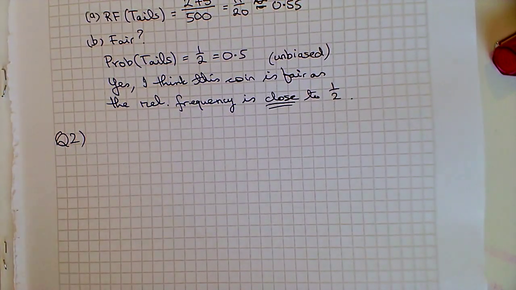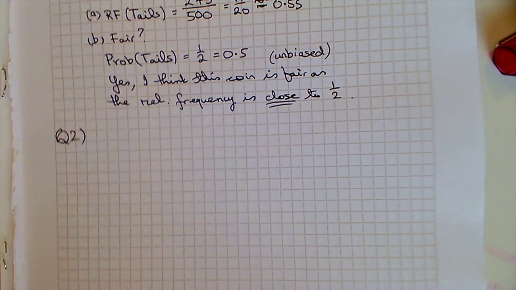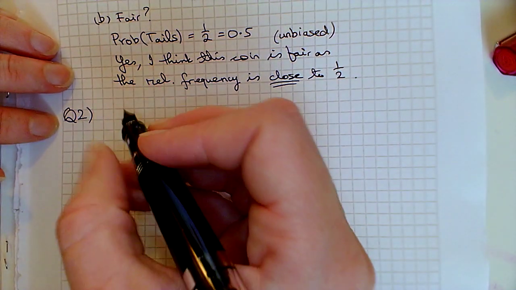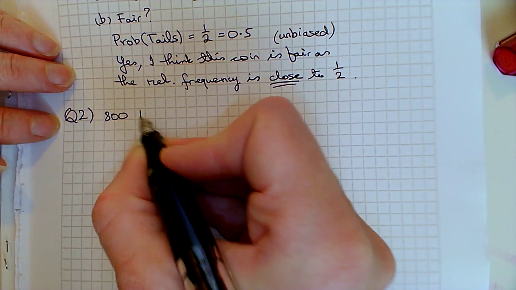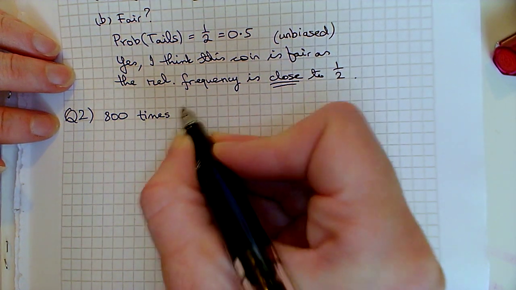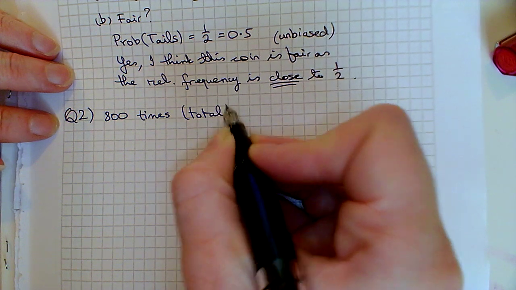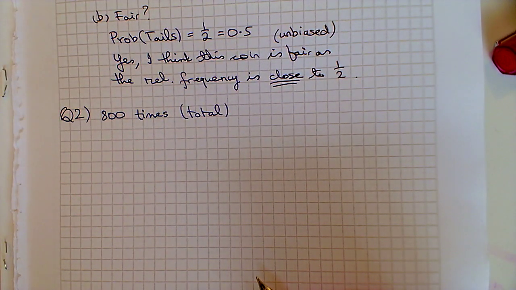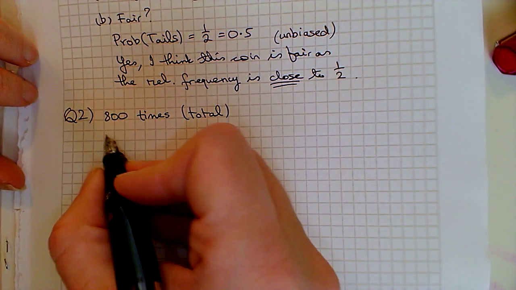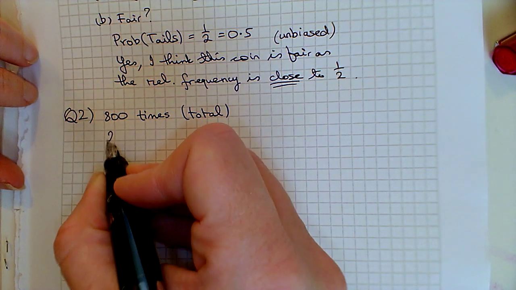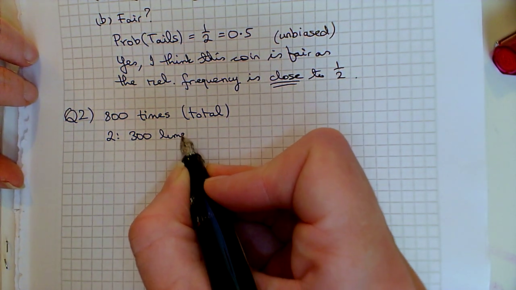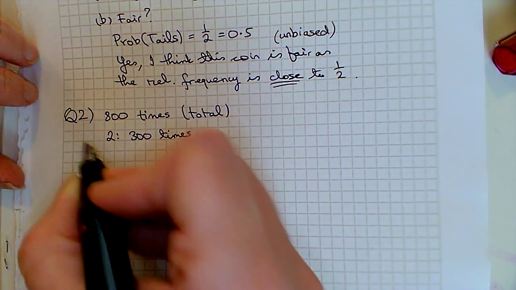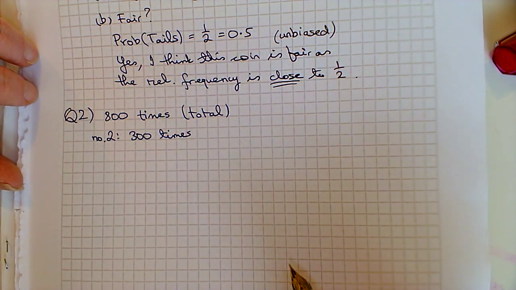Now, let's look at question 2. A die is rolled 800 times. So 800 times is my total. That's going to be the number that goes on the bottom whenever I'm calculating relative frequency. And the number 2 appears 300 times. So that's the frequency of 2, 300 times. Is the die unbiased?